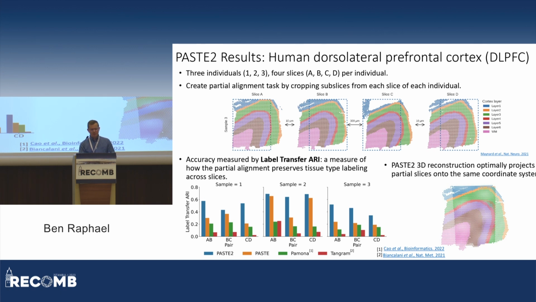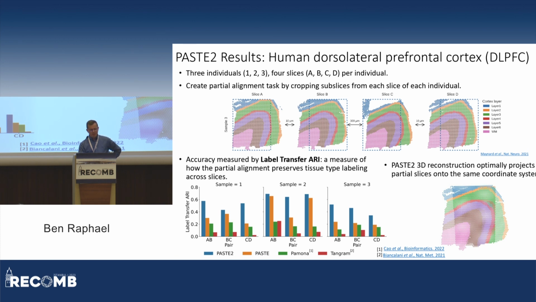And so we create these partial alignments by cutting out consecutively the left or the right parts of these 4 adjacent slices. And so there's some ground truth labeling here from manual annotation from the original paper. And so then we can evaluate how well we're doing in getting these partial alignments by measuring across the slices how well do we preserve these annotations into the different layers.